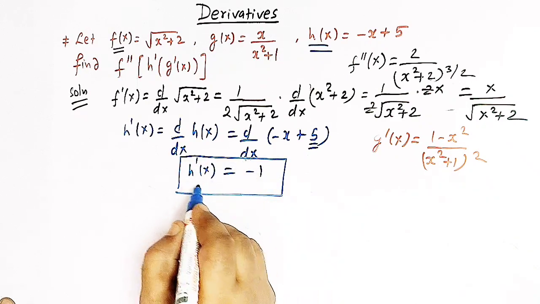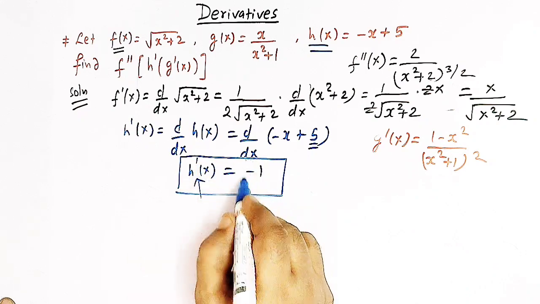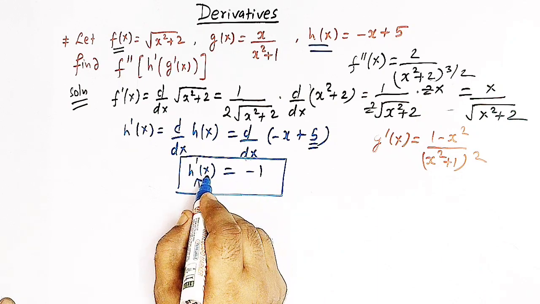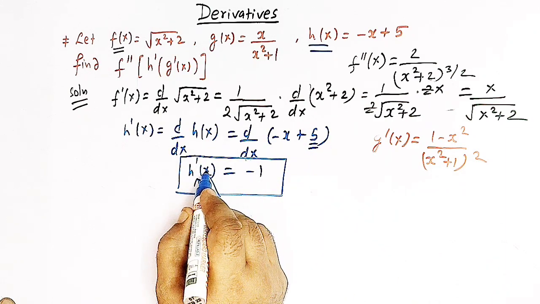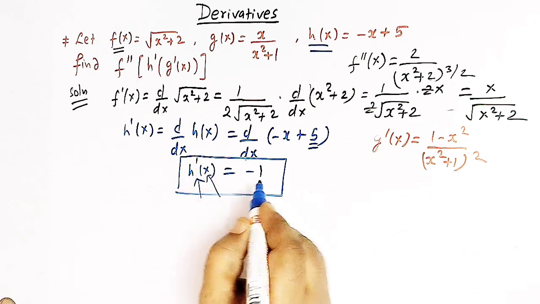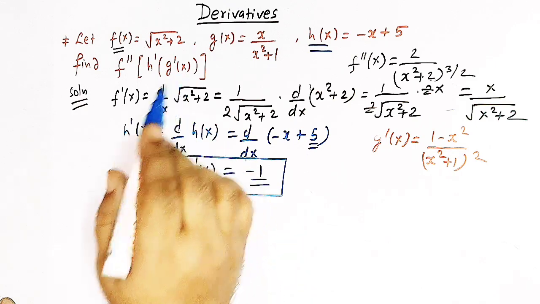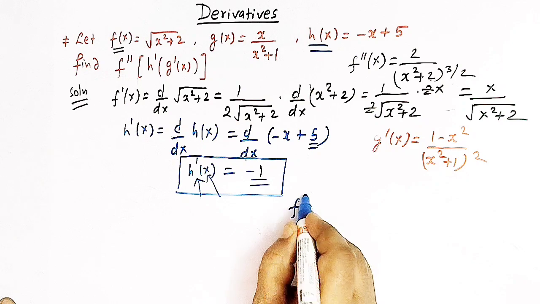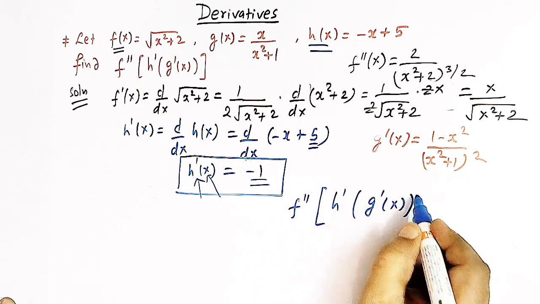minus 1, and here we can see that h prime of x is a constant function, right? So h prime of x is equal to minus 1 for all values of x in the given domain, right? So whatever be the value of x in the given domain, h prime of x is always equal to minus 1. And this is the important thing in this problem, because we have to find f double prime of h prime of g prime of x.